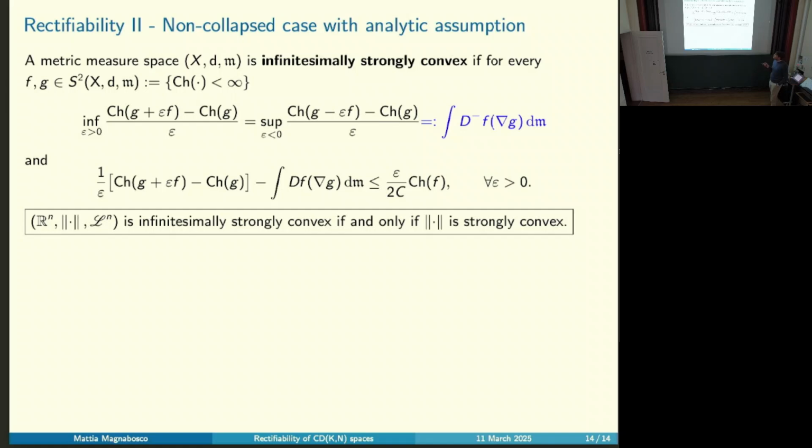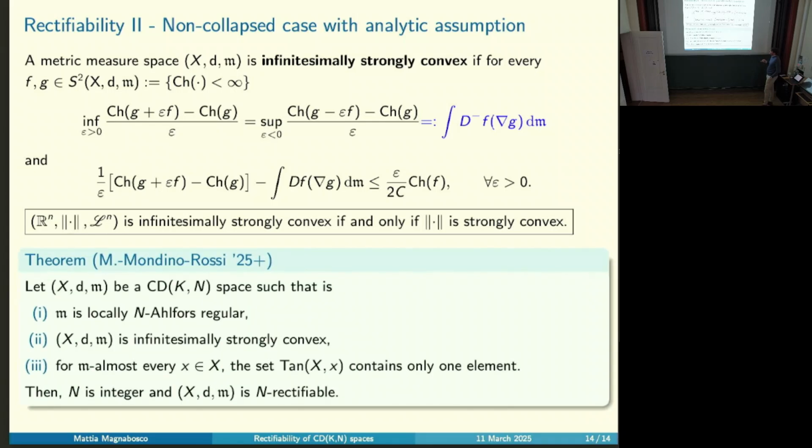But it's also much weaker according to this remark here, and in this case R^n with a norm and the Lebesgue measure is infinitesimally strongly convex if and only if the norm is strongly convex. Okay? And of course all norms induced by a scalar product are strongly convex, so this assumption is definitely much weaker than infinitesimal Hilbertianity. Okay? And yeah, so with this assumption we're able to prove a theorem for every dimension, which is the following.